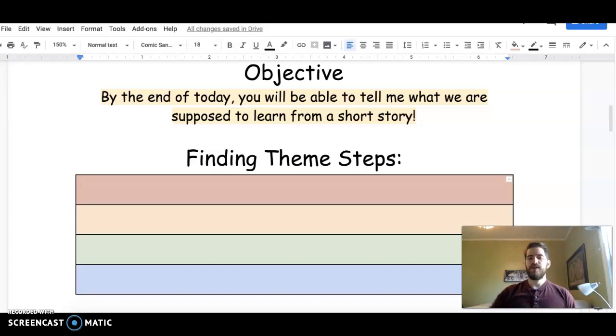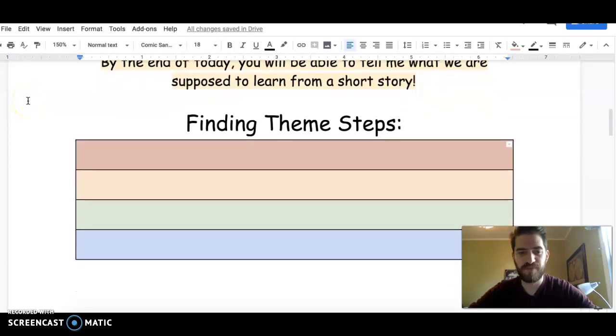Alright, let's start. So, first, our objective, just to remind you, by the end of today, you should be able to tell me what you're supposed to learn from a short story. That's what you're going to see on your exit ticket. So pay attention, and I know that we're going to get there.